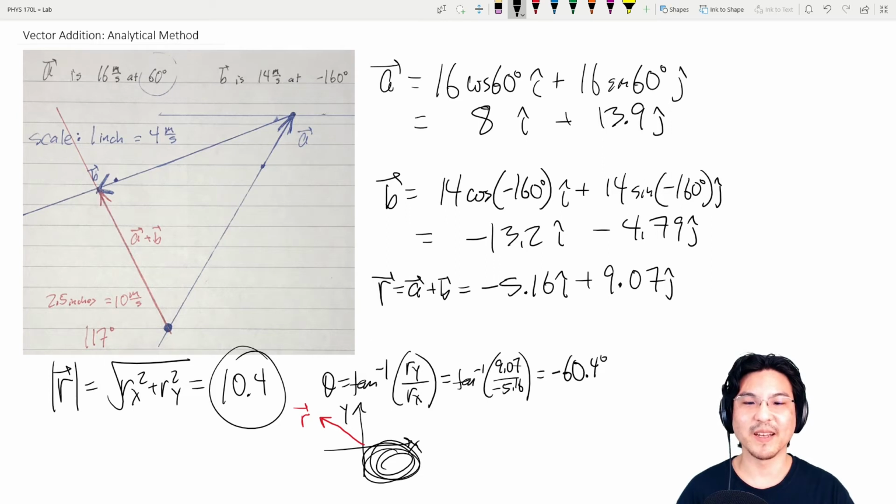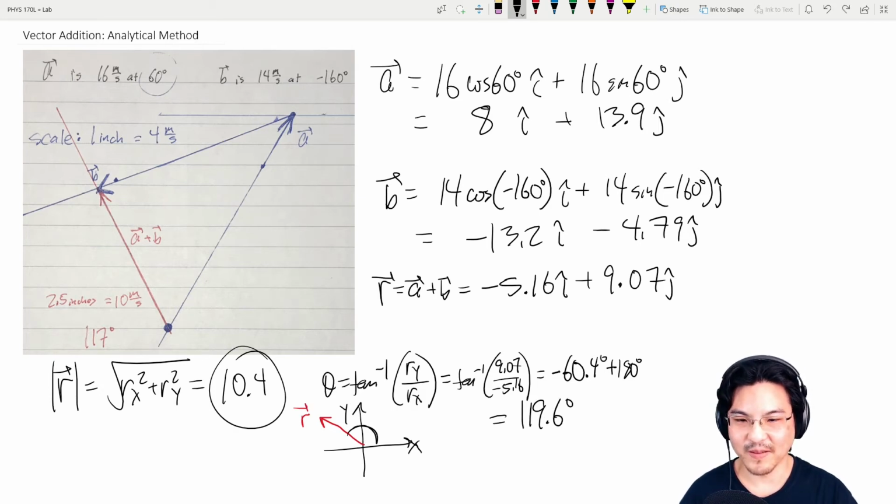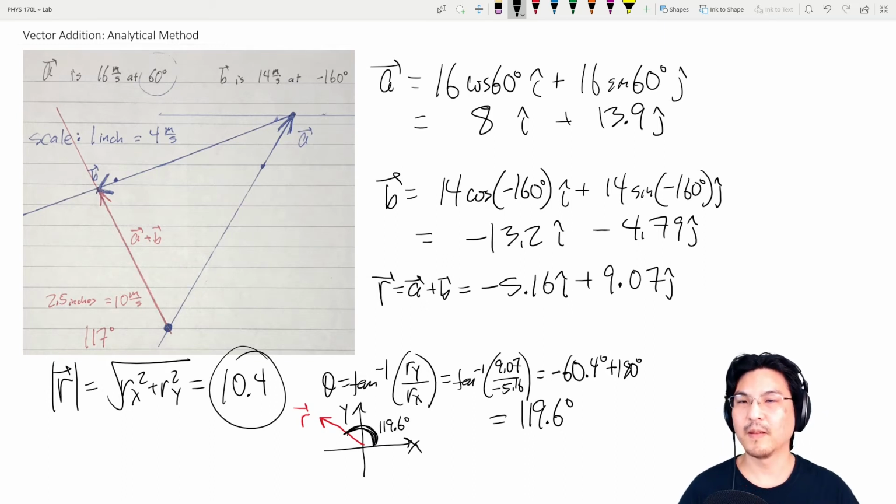So I know that I need to flip it over 180 degrees. So I know that I need to add 180 to get it from quadrant 4 into quadrant 2 where it's supposed to be. So I know that the answer is supposed to be 120 degrees over here, like this. Okay, so that's the analytical method.